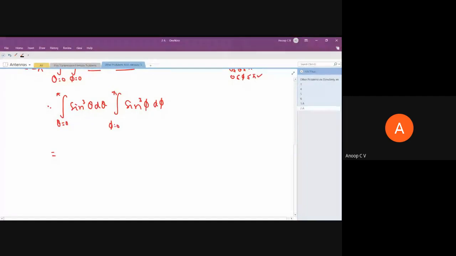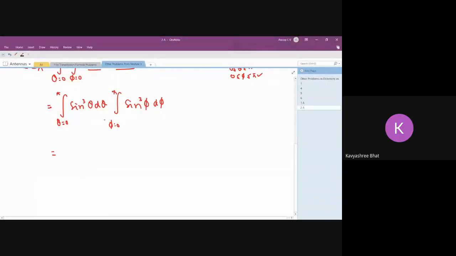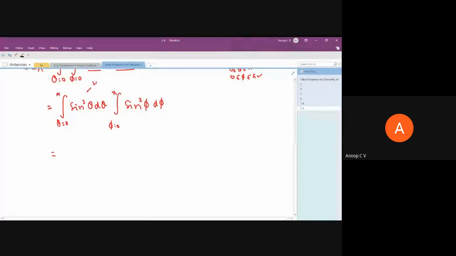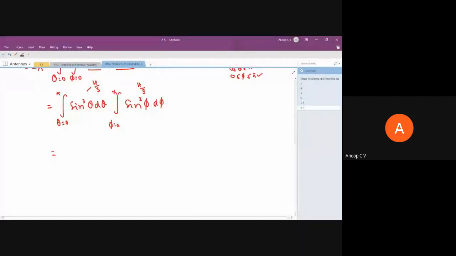Those who have done it, 16 by 9. The product of the individual integrals: this will be 4 by 3, and this will also be equal to 4 by 3. You can use a calculator. So this will be equal to 16 by 9.